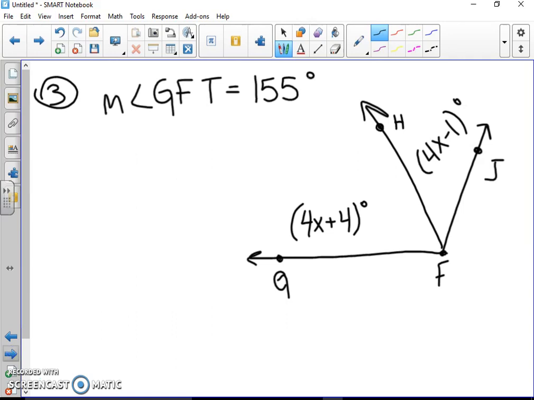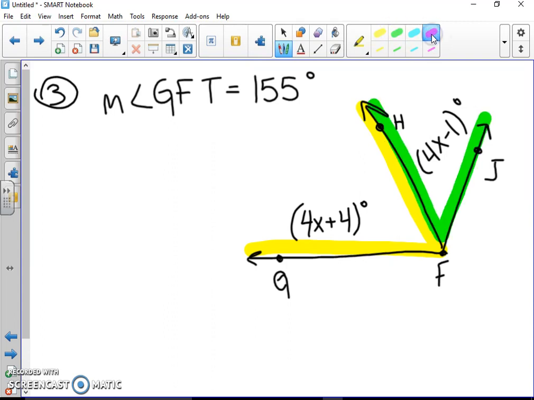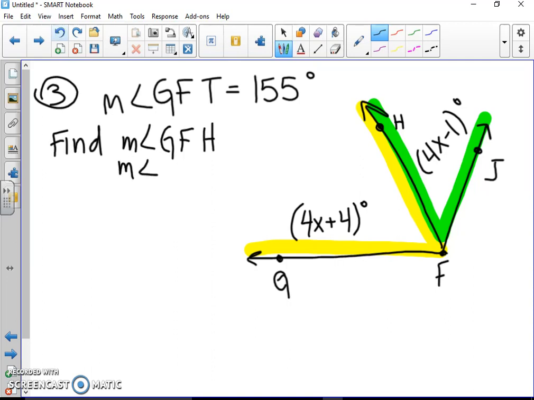So the angle addition postulate tells me that if I take this angle right here and I add it to this angle next to it, together it will give me this total angle. All right, so let's use that to answer this question. And they want us to find the measure of angle GFH and the measure of angle HFJ.